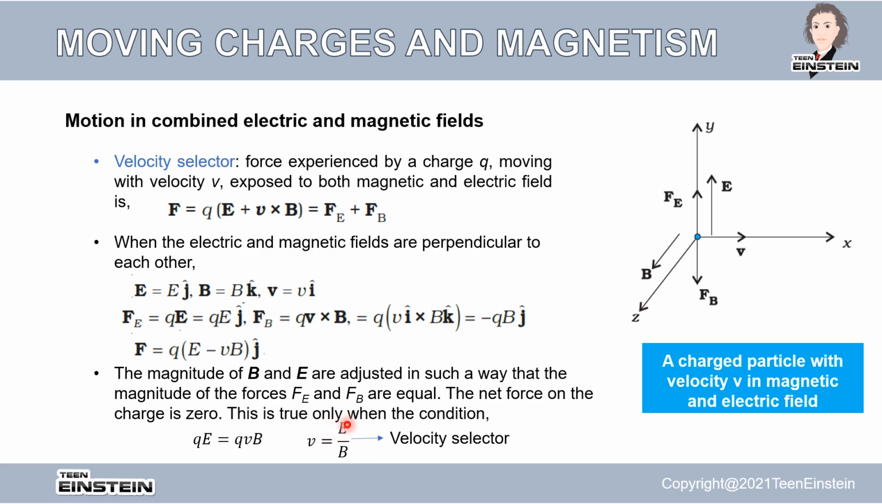So you can keep your electric field and magnetic field in such a way that only this particular velocity comes out. So that is why we call this a velocity selector. So this is an application of using electric and magnetic fields on the same particle.